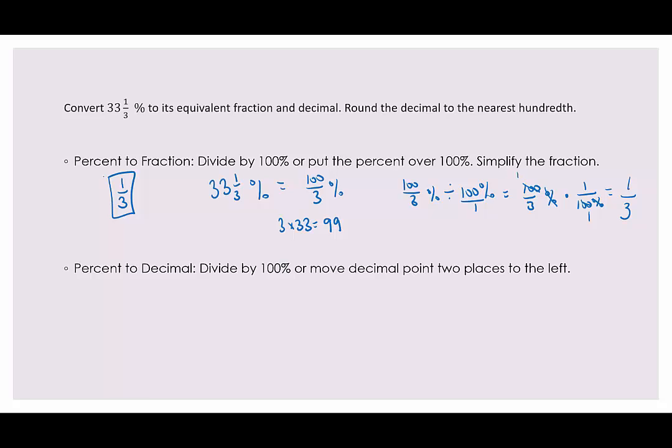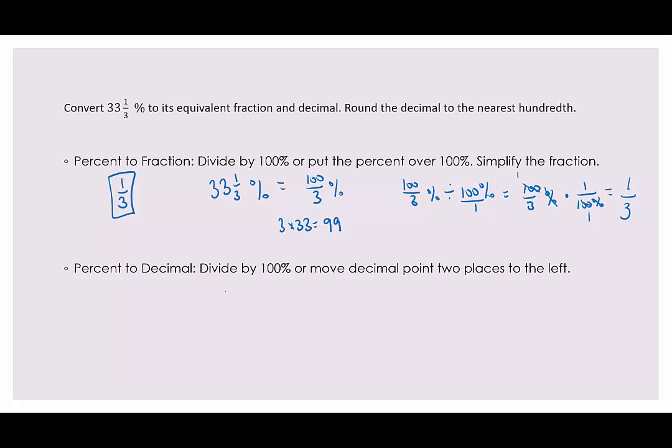Okay, so for this last part, percent to decimal, yes, we can divide by 100% or move the decimal point 2 places to the left. What we really need is we need to know what 1/3 is equivalent to as a decimal, because that's going to be really important for us when we're converting. We can't convert a fraction to a decimal by just moving a decimal point because fractions don't have decimal points. We use the fraction instead. So I think that's what I'm going to do.